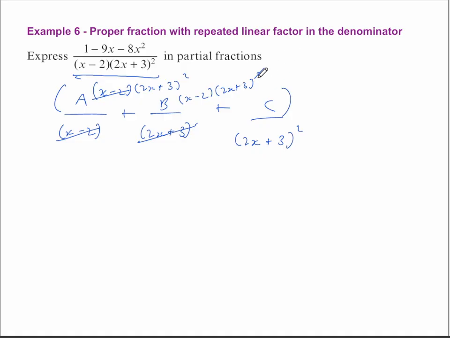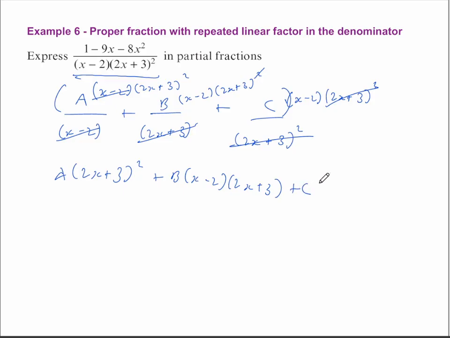This one as well times x minus 2 times 2x plus 3 squared, where one of the ones that is squared will cancel out with the denominator. And this one as well times x minus 2 and 2x plus 3 squared, where this entire thing will cancel out. So we will remain with a, 2x plus 3 squared, plus b, x minus 2, 2x plus 3, plus c, x minus 2. And that is going to equal the numerator from the original fraction. So 1 minus 9x minus 8x squared.